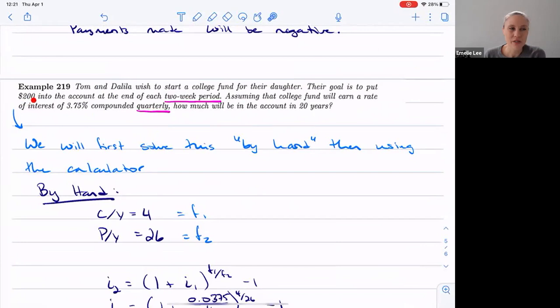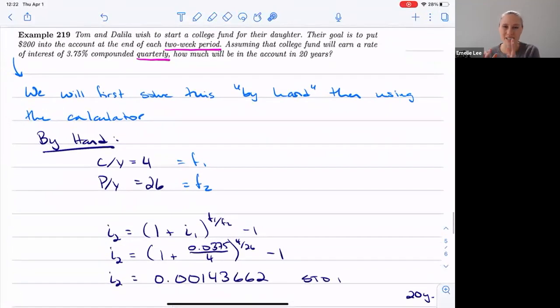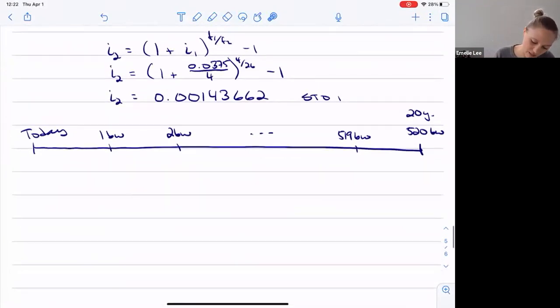They're putting $200 at the end of each 2-week period. And then we want to know how much will be in the account in 20 years. So we're assuming that they started with nothing. There's no mention of anything in the account initially today. And so we want to find the future value, right? How much have they saved?